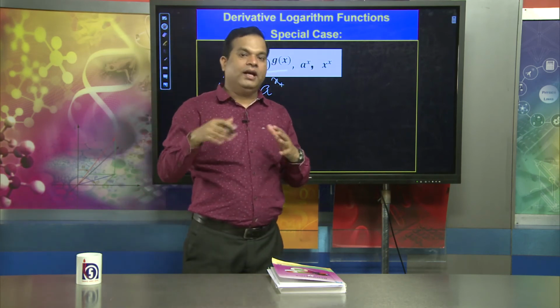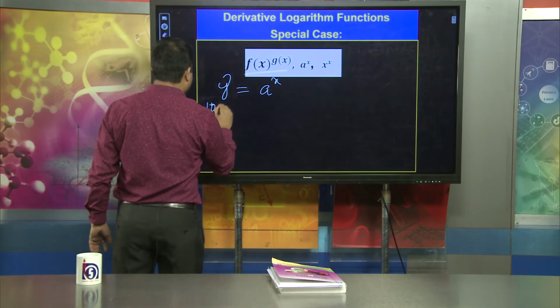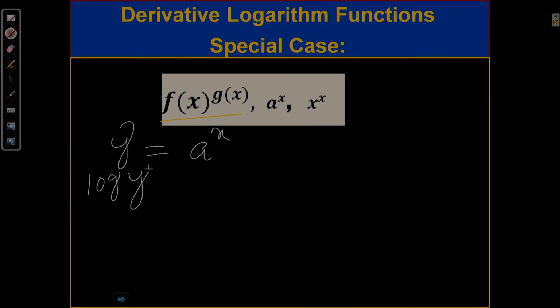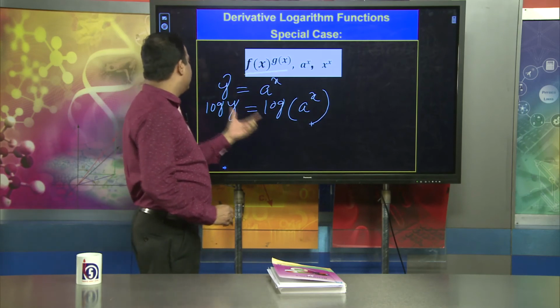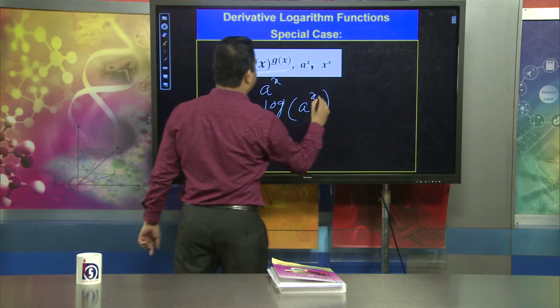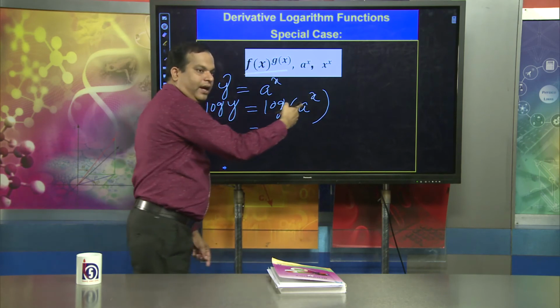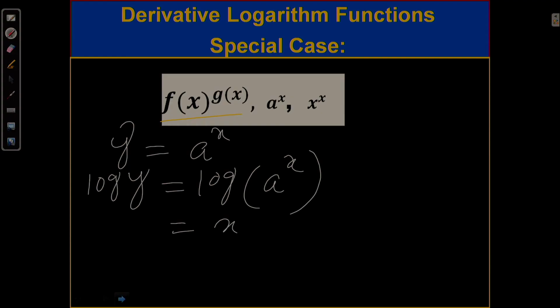We will apply the logarithm. How? We take logarithm on both sides. I can write log y equals log a raised to the power x. You already know log a raised to the power m means m log a. That means x log a.